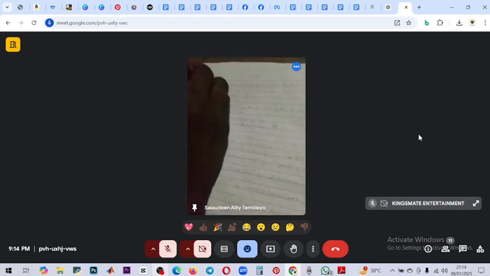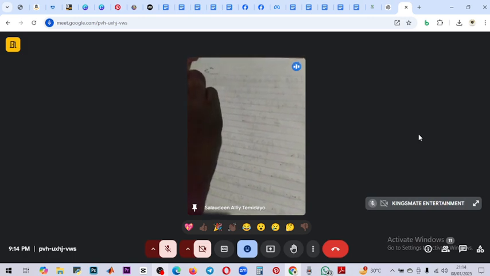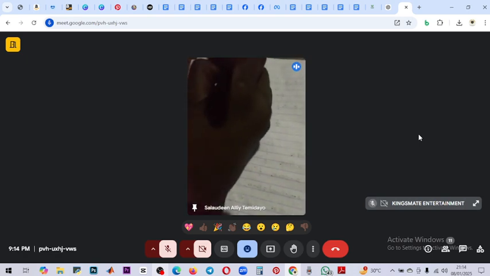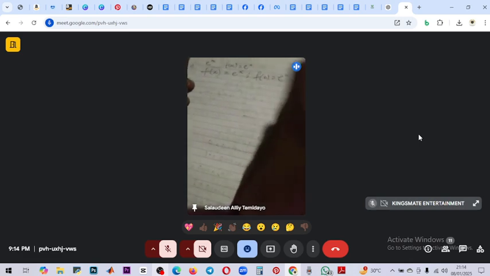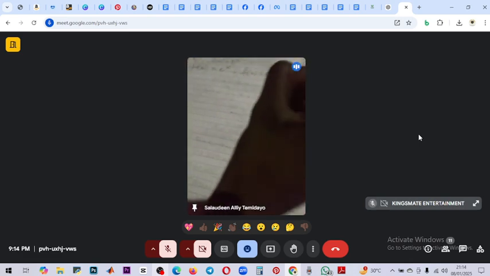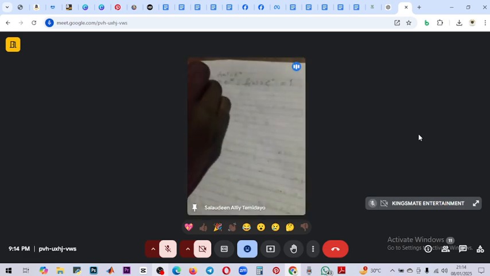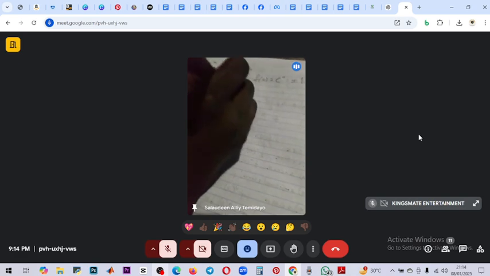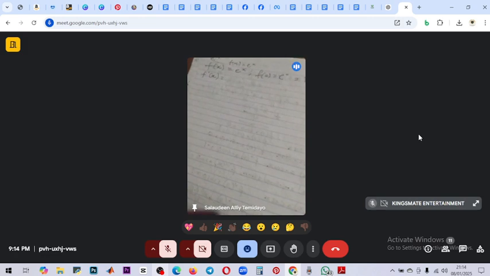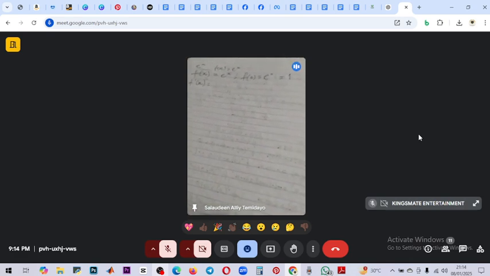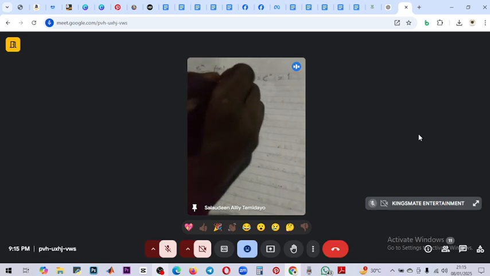So e raised to power x, you are asked to expand it using the Maclaurin's theorem. You know that f of x is e raised to power x. So f of 0 is going to be what? E raised to power 0. Anything raised to power 0 is what? 1. So f prime of x is equal to what? What is the derivative of e raised to power x? Can anyone remind me? Is there anyone that still remembers it? The derivative of e raised to power x. E raised to power x. Very well. So it is still e raised to power x.